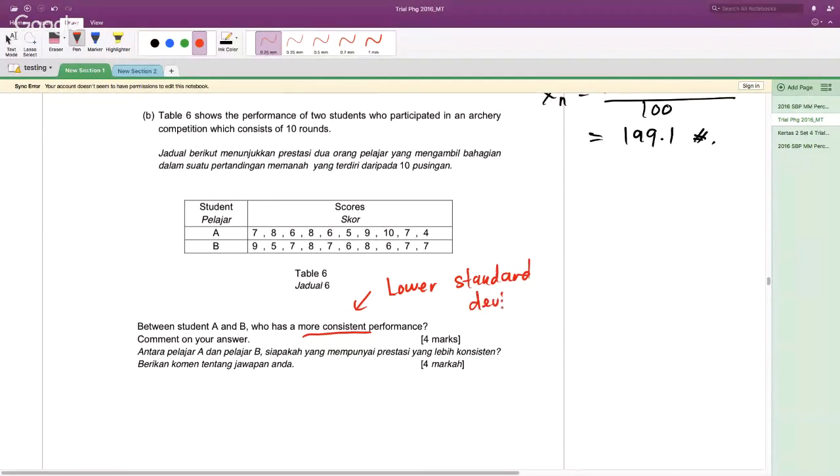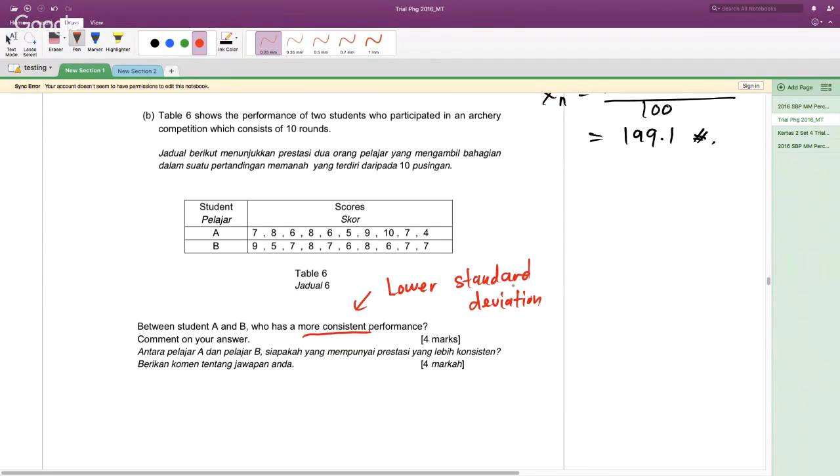Lower standard deviation means it is more consistent. If one of them gives you a very high value for the standard deviation and the other one is lower, choose the lower one. The lower one is much more consistent.